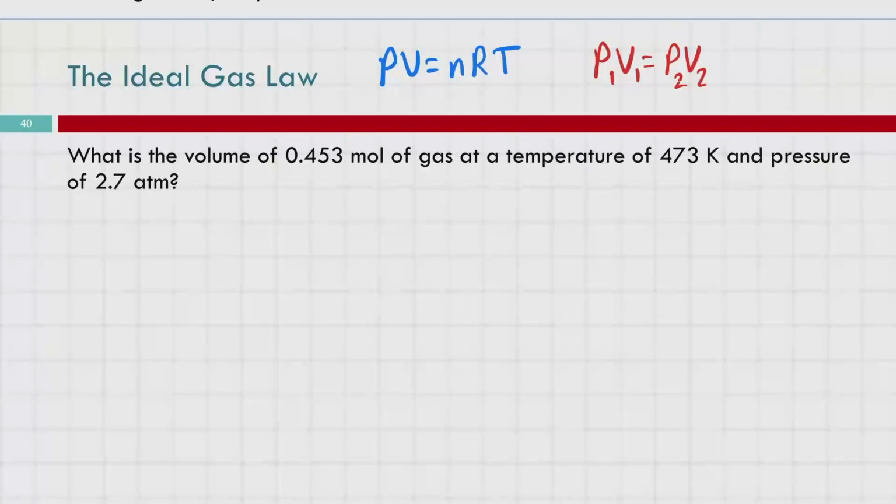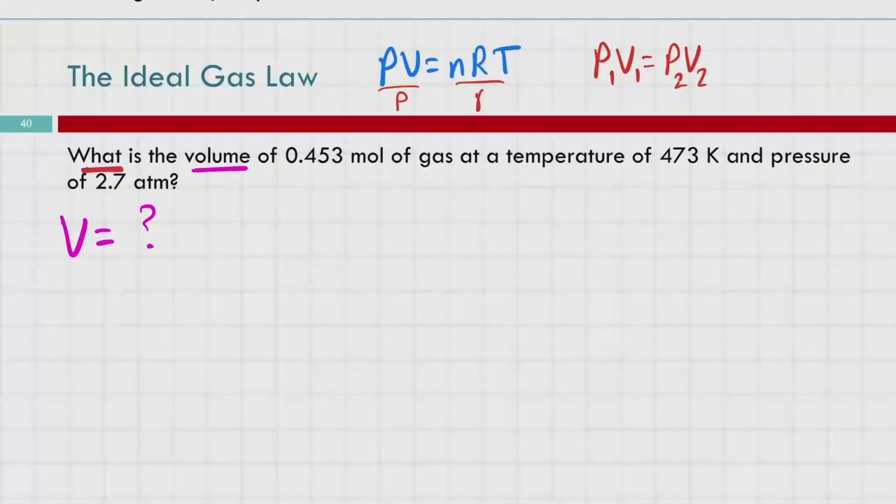What is at the beginning of the sentence? That's our question word. And the thing that comes shortly after that is the volume. What is the volume? So we're looking for V. V equals question mark. That's going to tell us how to rearrange our ideal gas law.